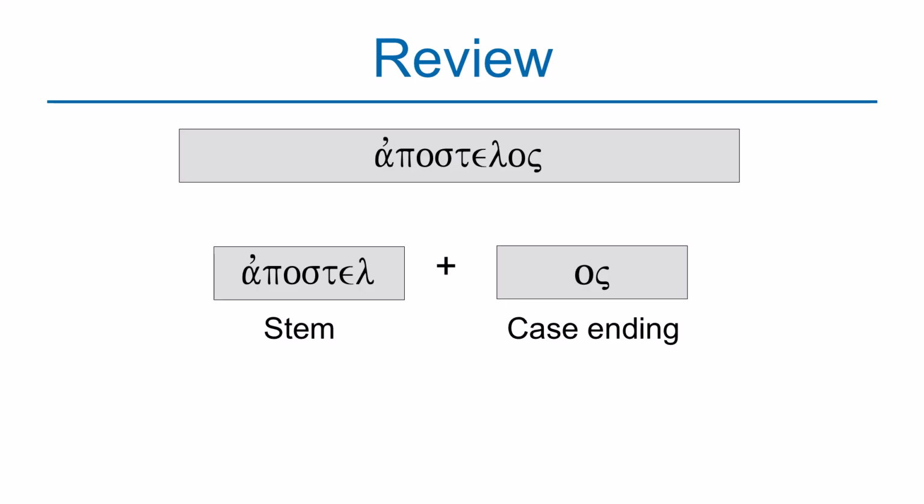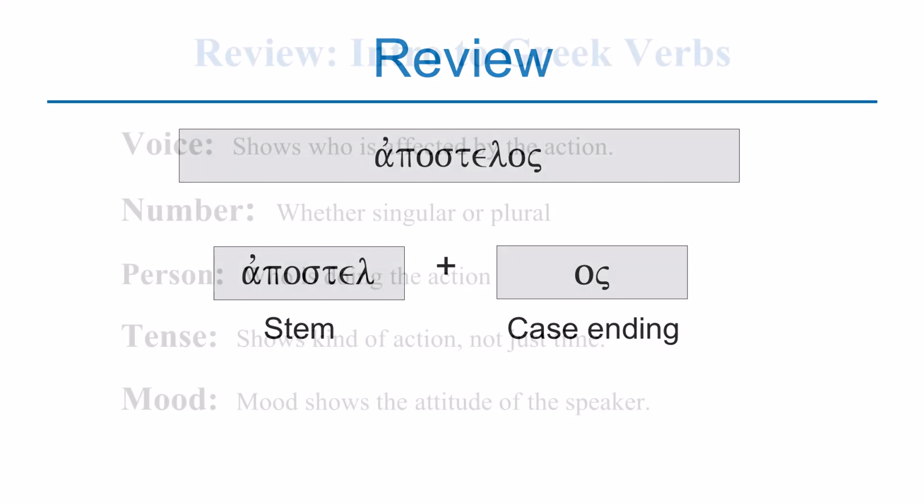We have talked about nouns, and we said nouns are built on two things. Every time you look at a noun word, there are two things. You have the stem and the case ending. And we said the case ending tells you three things. It tells you the gender of the word, whether it's masculine, feminine, or neuter. It tells you the number of the word, whether it's singular or plural. It tells you the case of the word, whether it's nominative, genitive, dative, or in short, it's telling you the role the noun is playing in the sentence.